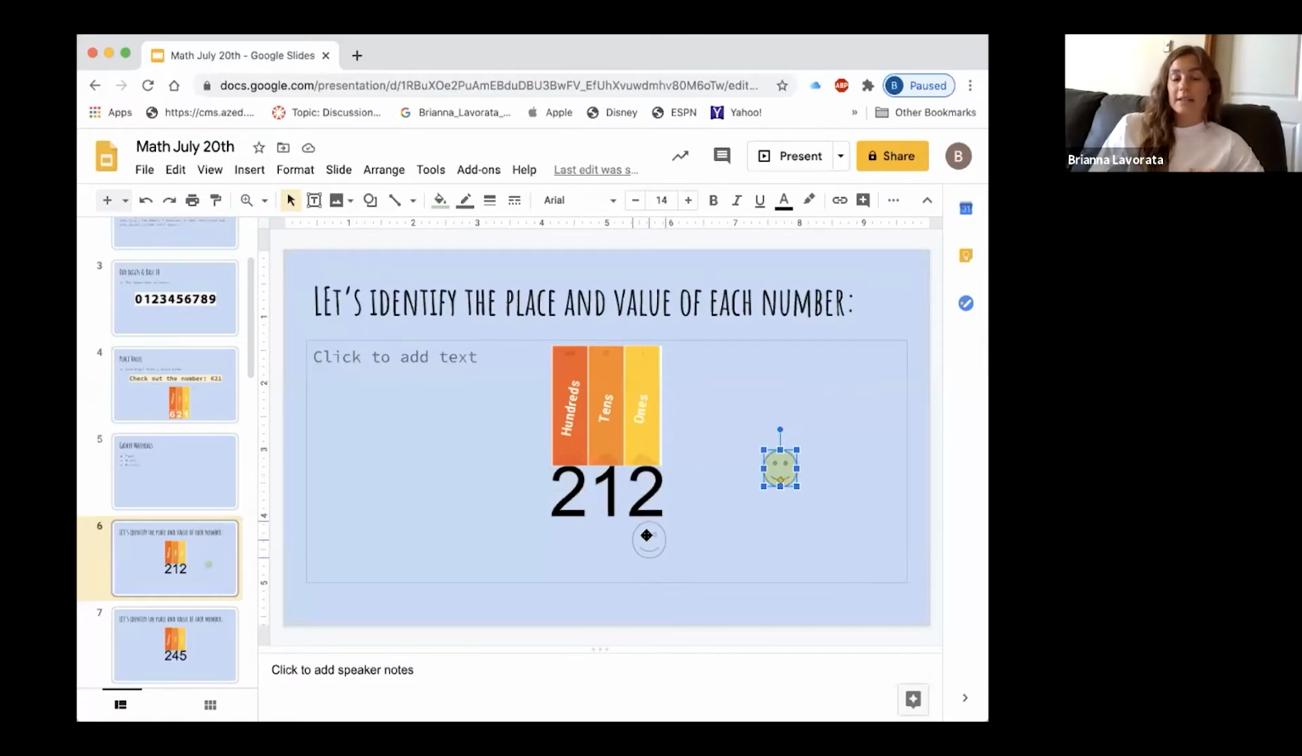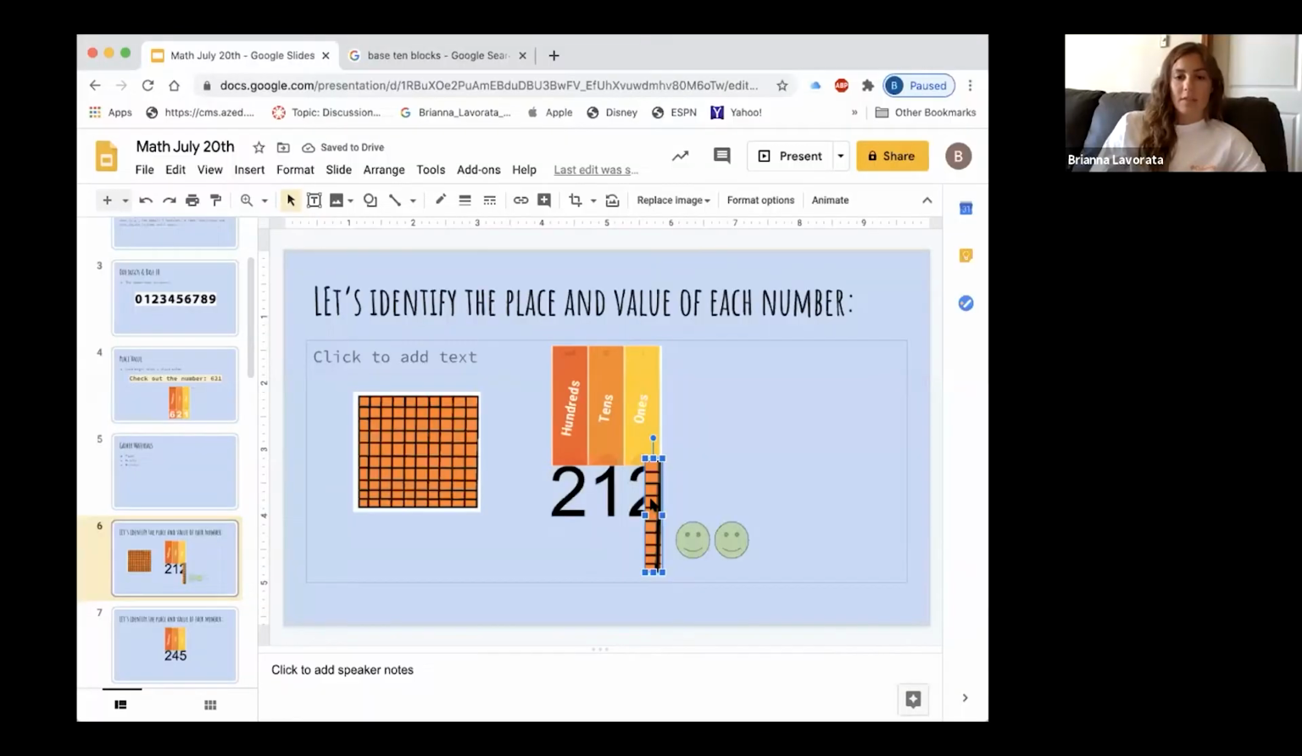So I have a smiley face here. If you would like to draw a smiley face, great. If not, you can draw something else to represent the amount. Now, if I have 1 10, that means I'm going to have 1 group of 10.